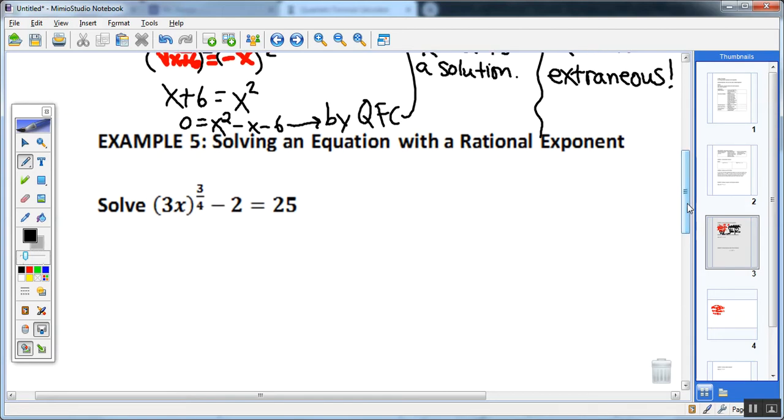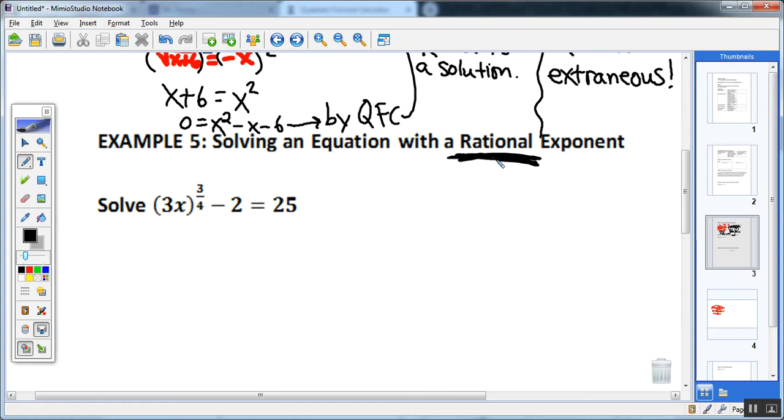Guys, we're going to start looking at solving equations with what? Okay, instead of having all the radicals out there, we're going to start throwing some fractional exponents up there, kids. And when they do that, it's not too bad. Guys, remember what reciprocals are? What's the reciprocal of 2/3? 3 over 2, right? Okay.